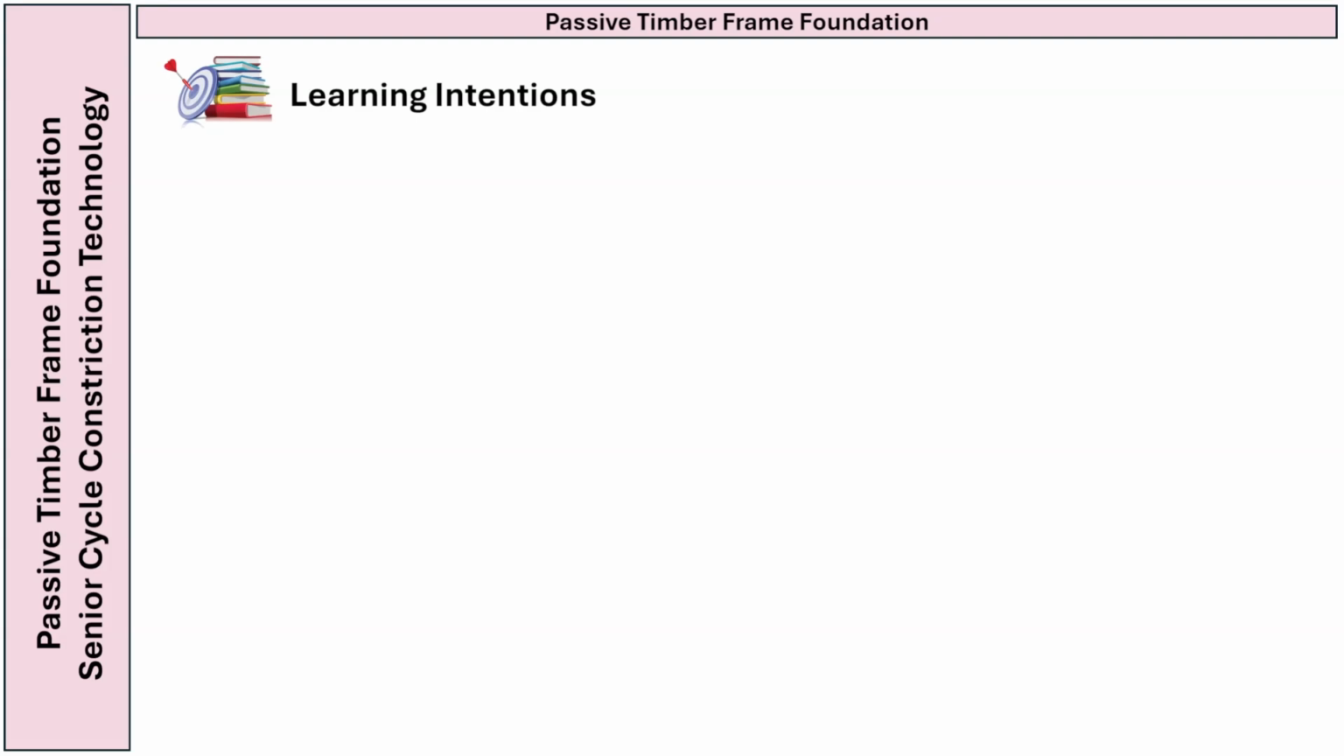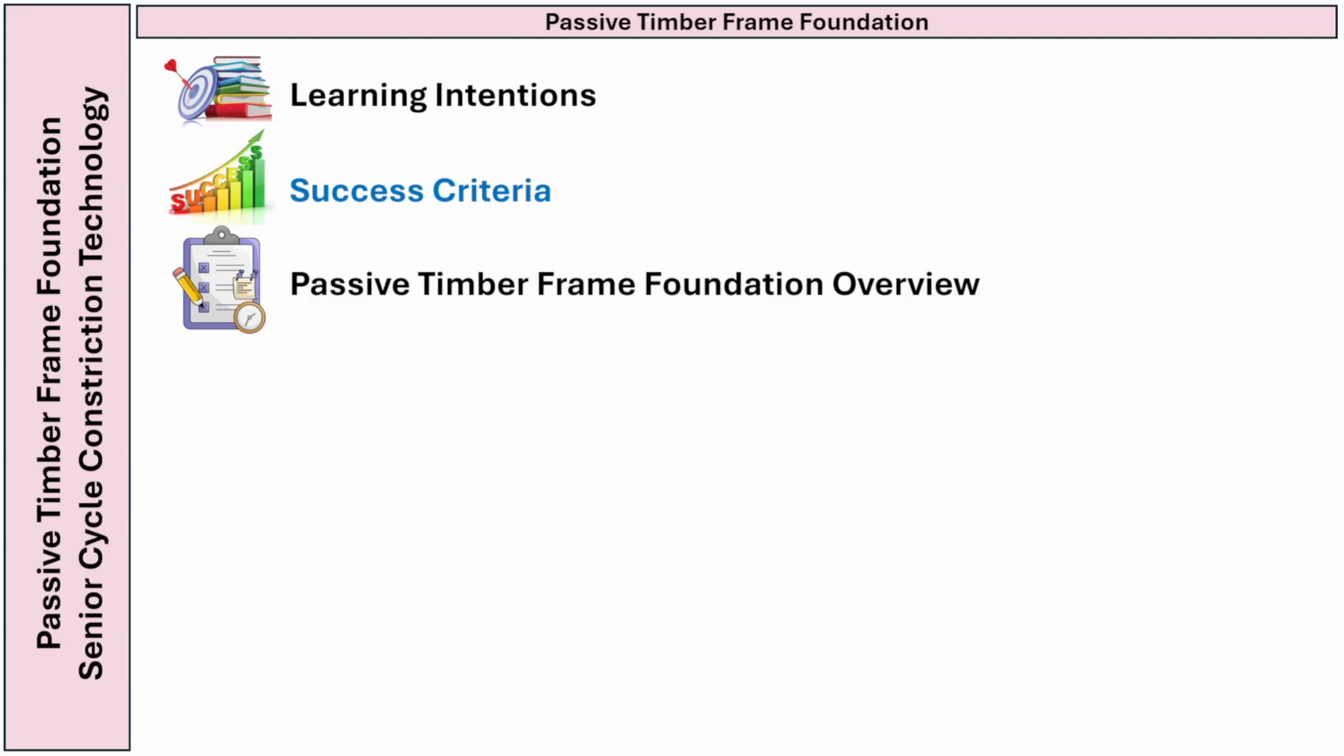Our learning intention for this video is to describe and draw a passive standard timber frame foundation showing all main components clearly and accurately to scale. Our success criteria are to be able to identify the key layers of a passive timber frame foundation, explain how it prevents heat loss and moisture problems, and produce a clear, accurate 1 to 10 drawing of the detail. We are also going to compare the passive standard timber frame to the concrete passive standard.